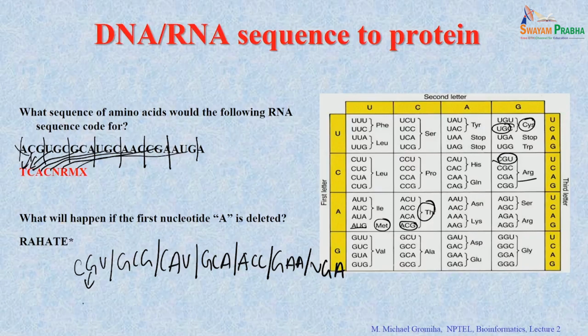So, now CGU codes for arginine, this is alanine, this is histidine, GCA alanine, T, GAA is E, and UGA is the stop codon, so they put a stop codon here. So, if you remove one single nucleotide, this is totally different. So, if you have a DNA sequence and we look for the protein sequence, we should know exactly where the codon starts, otherwise you will get a different protein sequence.